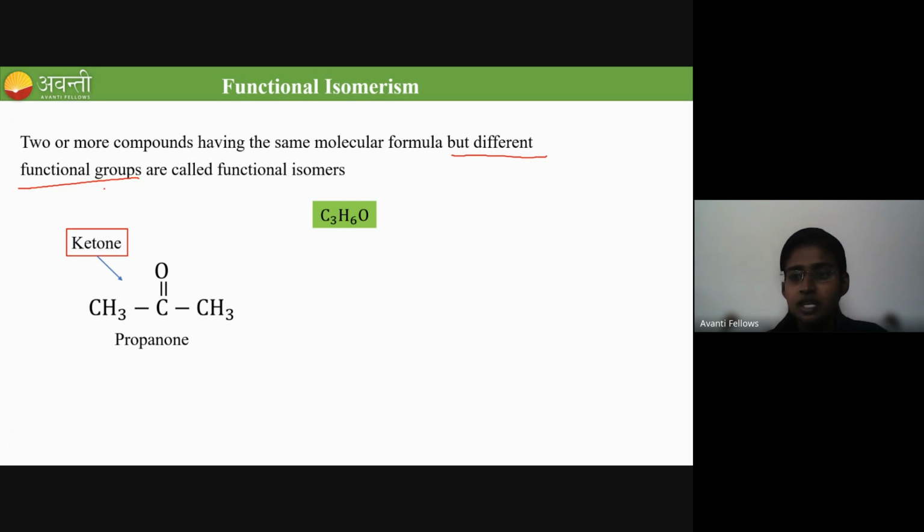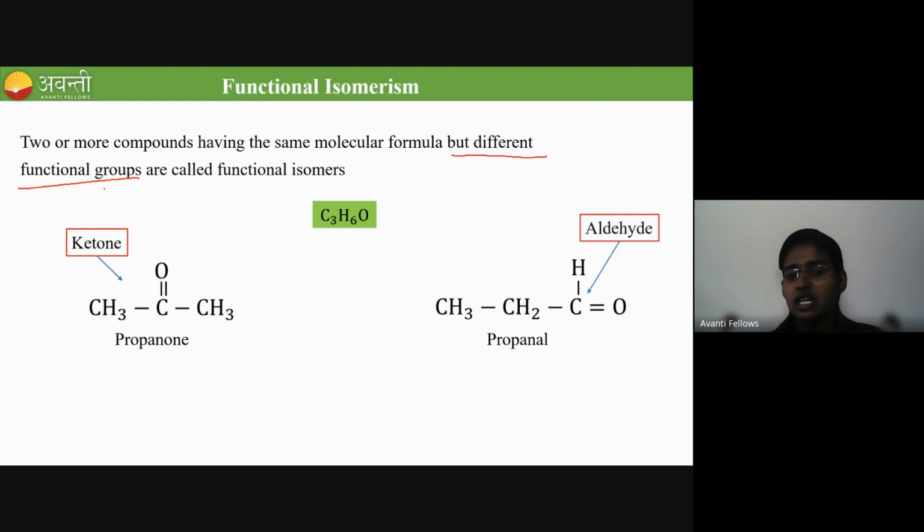Then coming to the next compound, which is propanal. Here the functional group is aldehyde. The formula remains the same, with 3 carbons, 6 hydrogens and 1 oxygen, but the functional group is differing. So these two are examples of functional isomerism. Ketone always pairs with aldehyde.